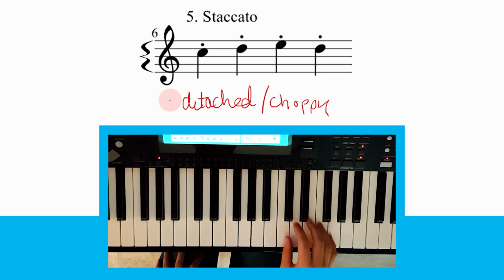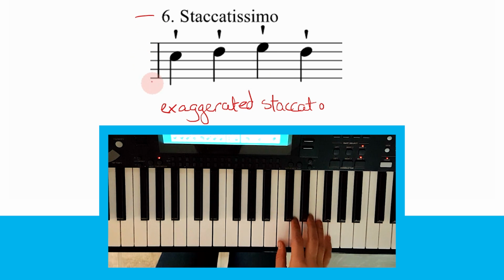For a staccato, you lift up your fingers quickly. It's like the notes are on fire. It's the opposite of a slur. This is kind of just an exaggerated staccato. You want to keep them choppy, but make them distinct.